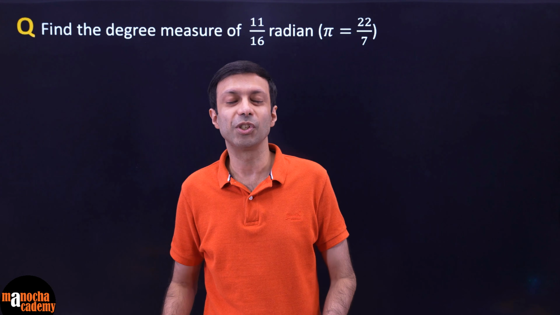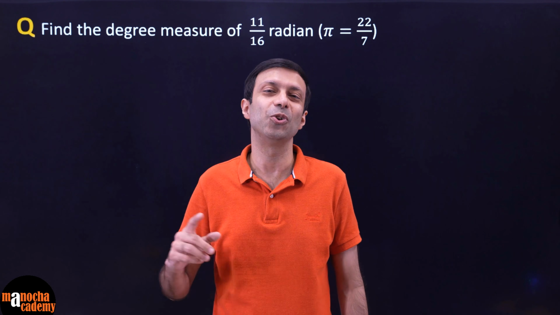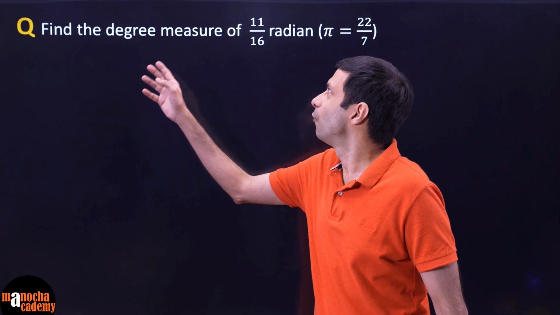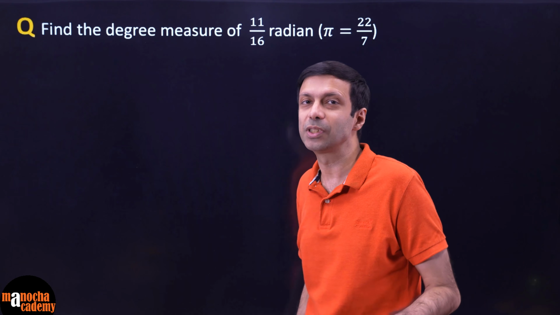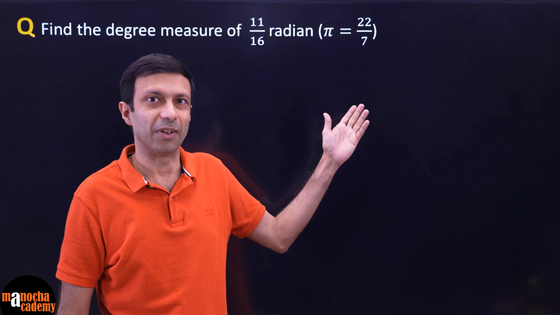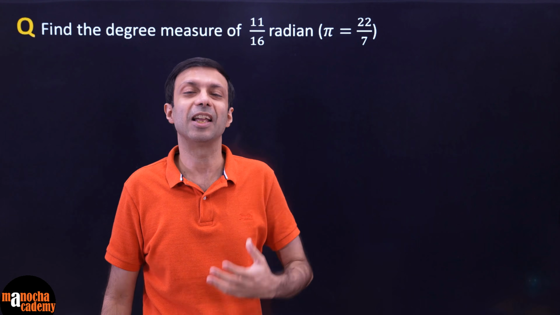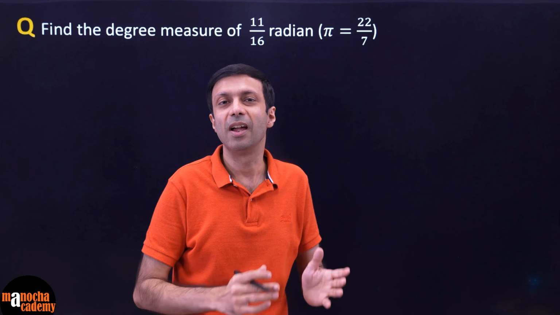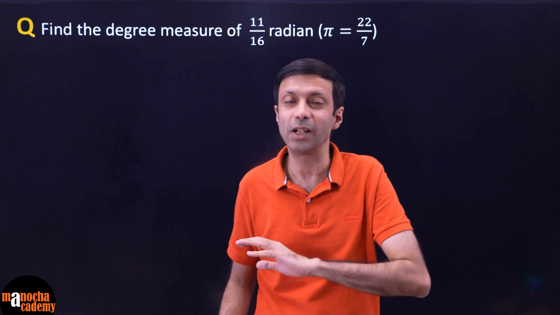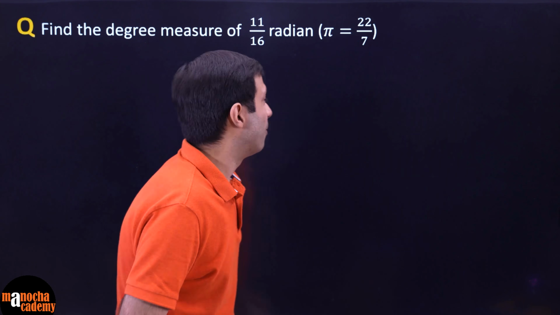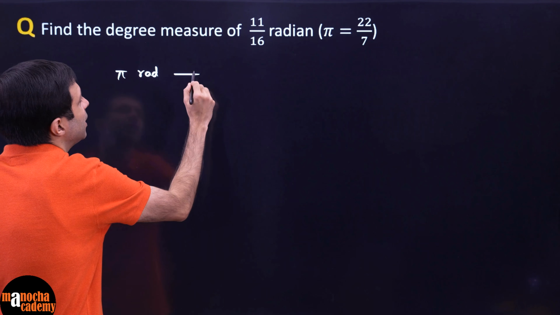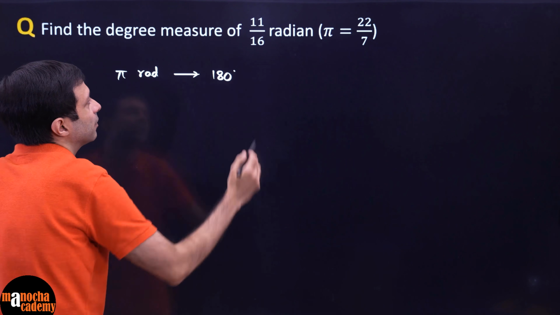Now let's try a question where we need to convert radians into degrees. The question is, find the degree measure of 11 by 16 radian, and the pi value is given to you as 22 by 7. When the pi value is given, that means you need to use it, substitute, and find the final answer, not leave it in terms of pi. So how do we do this? Remember, pi radians is 180 degrees.